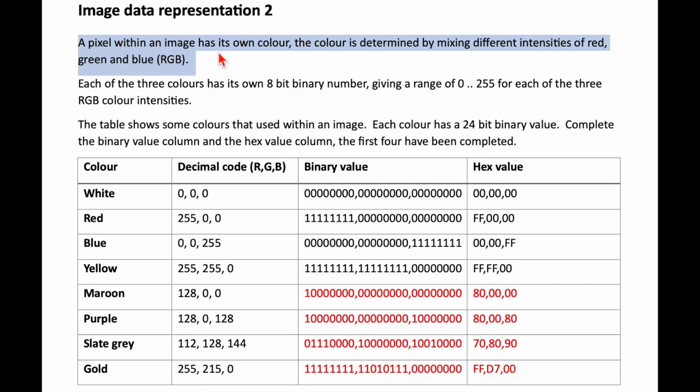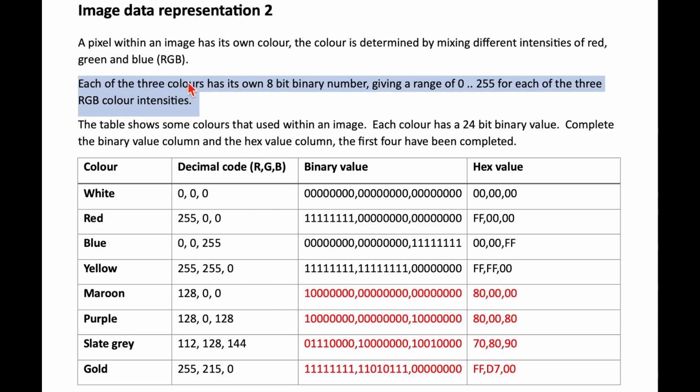A pixel within an image has its own color. The color is determined by mixing different intensities of red, green and blue. This is known as the RGB value. Each of these three colors of RGB has its own 8-bit binary number. This gives us a range of 0 to 255, or 256 variations of red, 256 variations of green, and 256 variations of the blue. When we mix these three colors, we get our full color palette.